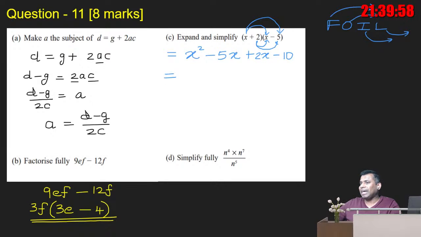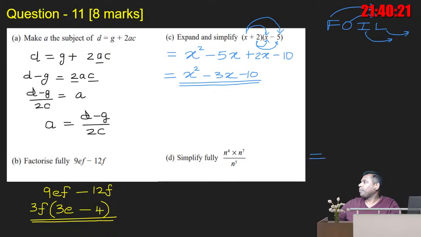So you need to collect the like terms. So x squared minus 5x plus 2x, you all know, is minus 3x minus 10. So that is the answer for the C part, and I'm going to underline it. And the D part, I'm going to work on here.